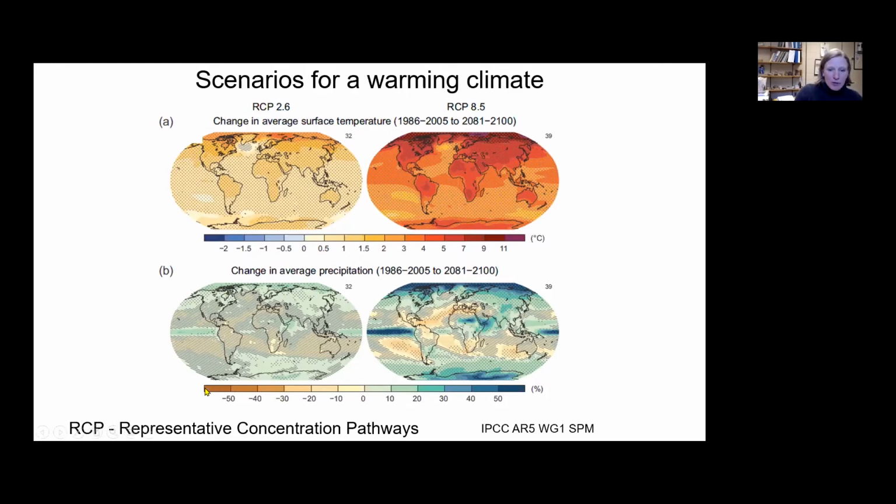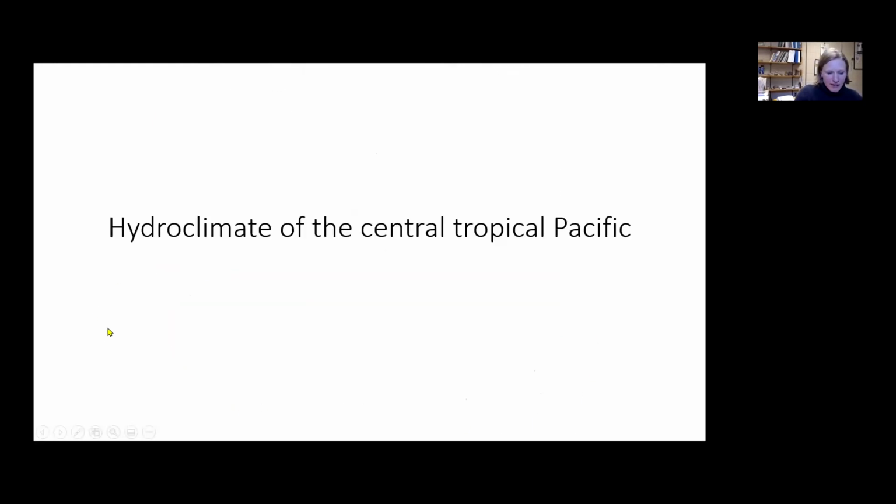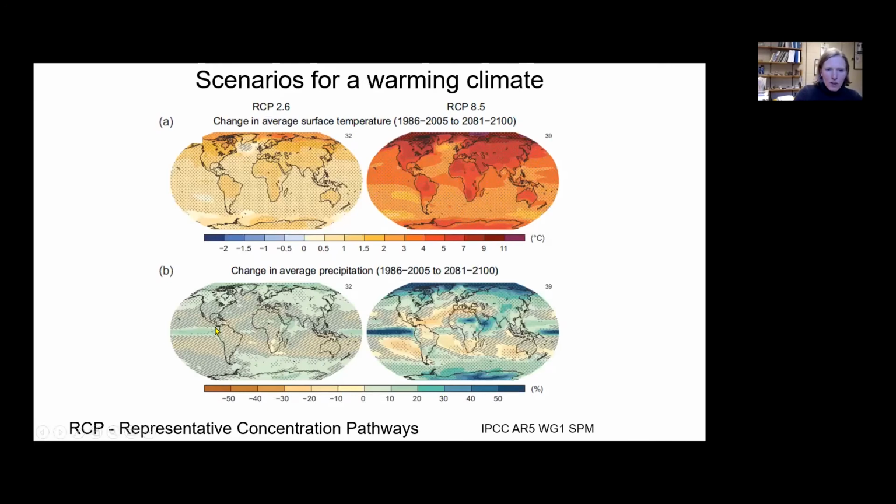Now down here in the precipitation pattern area, the lack of pattern in the central tropical Pacific, this kind of empty pattern, is an indicator that our models don't agree on what's going to happen in these places. So it's a big question mark on what is going to happen in the central tropical Pacific under climate warming scenarios. We don't know what the outcomes are going to be. So, more research is needed, of course.